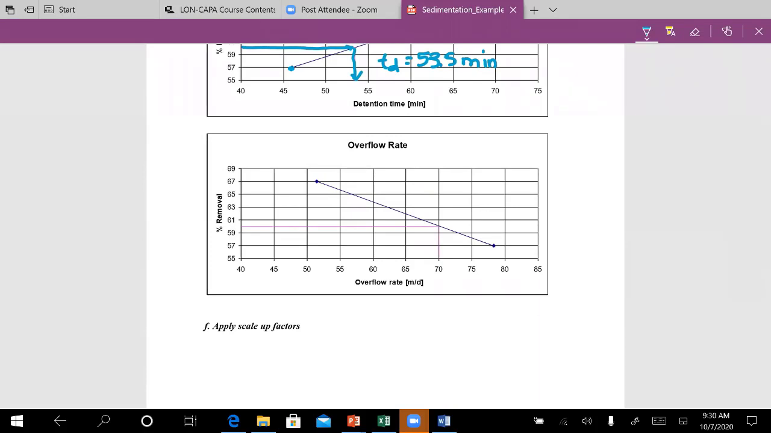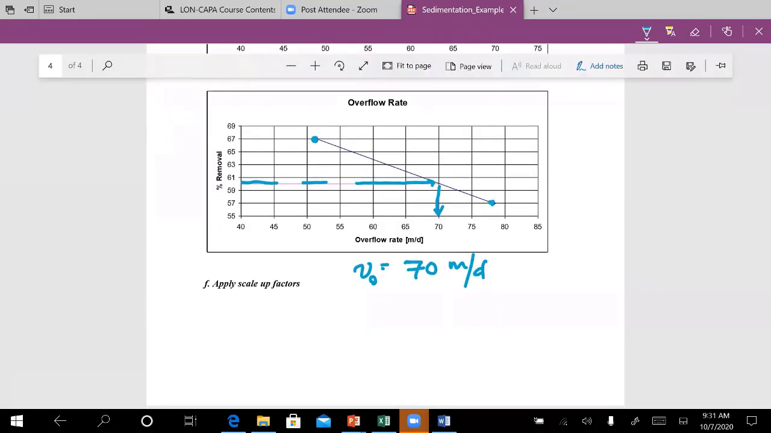I do the same thing for the overflow rate. So for the overflow rate, I have here at an overflow rate of 51.4, I have 67%, and at an overflow rate of 78, I have 57% removal. Draw a straight line, do the same thing. I have 60% here, and that corresponds to an overflow rate of 70 meters per day. Now, we're going to add or multiply by scale-up factors.